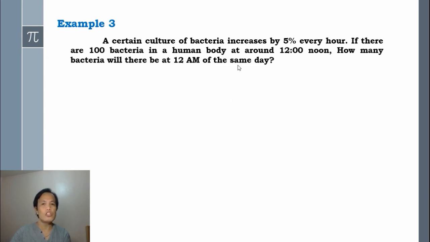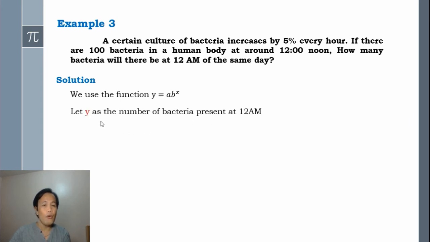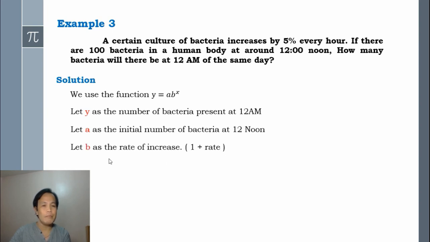So the initial amount of bacteria in the human body is 100. The amount of increase is 5% every hour. And to determine the number of hours, we'll just simply count the number of hours from 12 noon to 12 a.m. of the same day. For the solution, we use the same function, y equals a times b raised to x. We let y be the number of bacteria present at 12 a.m. And we let a be the initial number of bacteria at 12 noon. And we let b be the rate of increase.